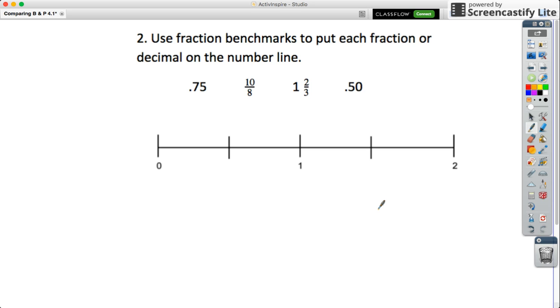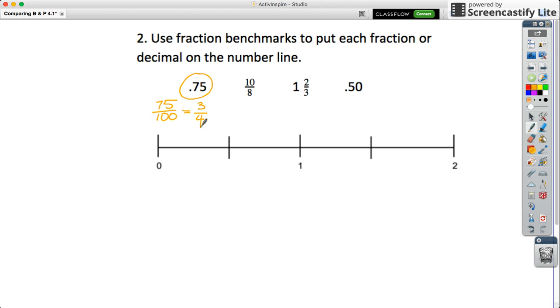All right, here we have a number line and it says use fraction benchmarks to put each fraction or decimal on the number line. So my first decimal here is 75 hundredths. Now I know 75 100ths is equivalent to 3/4. And I can find that pretty easily on the number line.